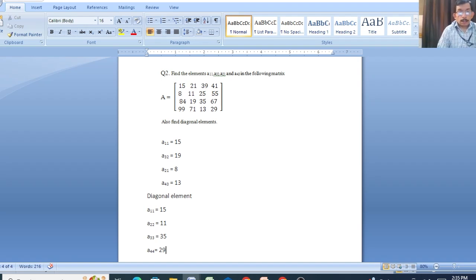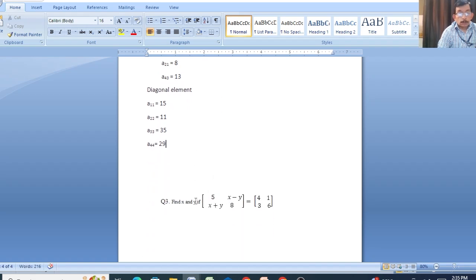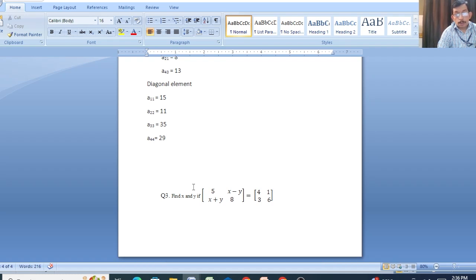Is it clear, everyone? So the elements we found are: A11 is 15, A32 is 19, A21 is 8, and A43 is 13. And the diagonal elements of the 4x4 matrix, A11, A22, A33, A44, are 15, 11, 35, 29. Now, come to the next question.